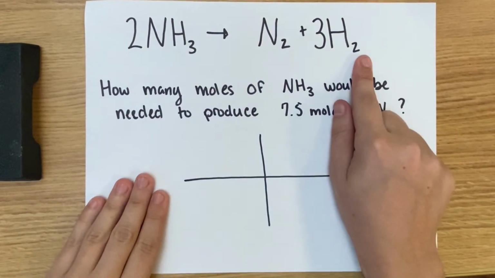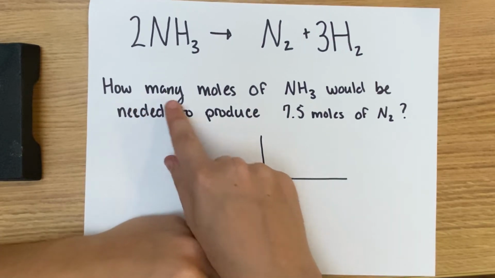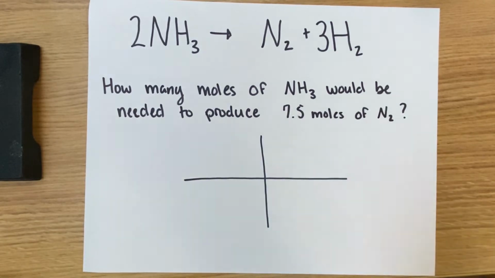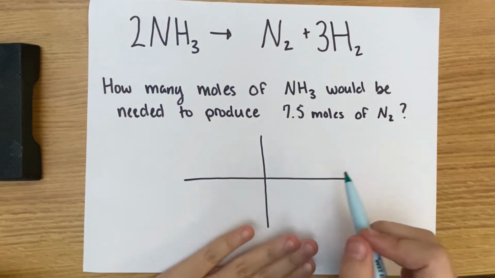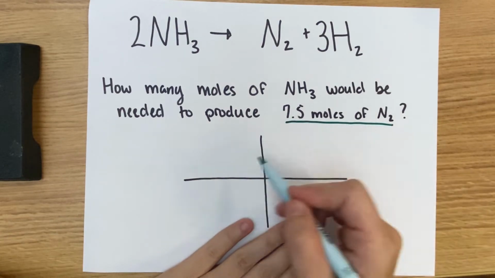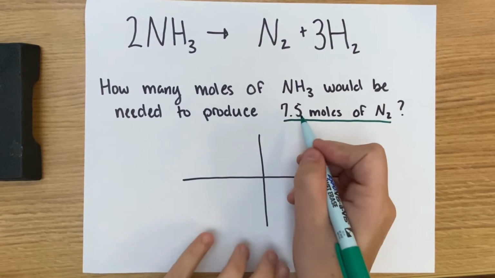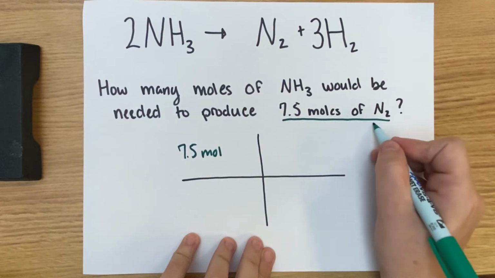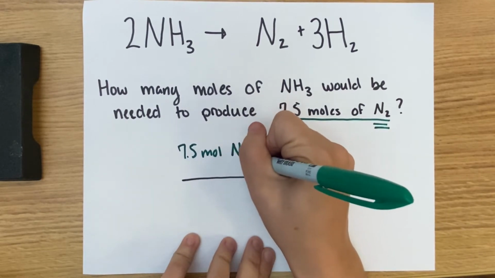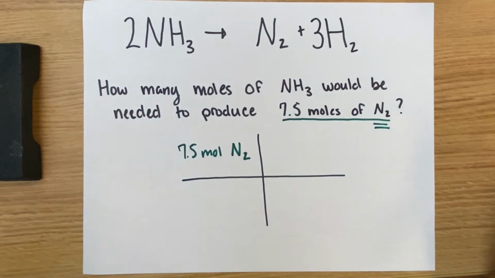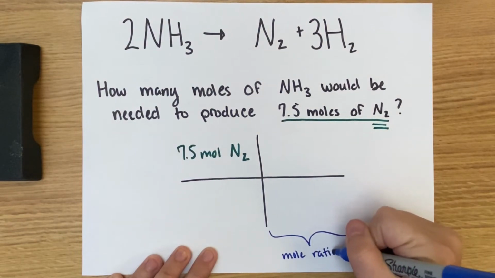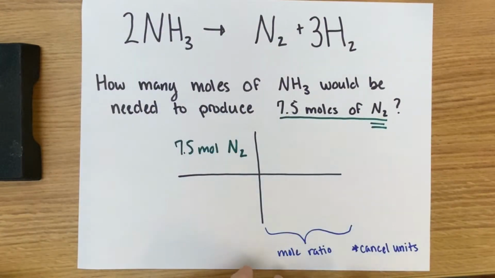So we have a balanced reaction, and the question says how many moles of NH3 would be needed to produce 7.5 moles of N2. We're going to set up a T-chart and always start by putting our given in the first spot. So my given is 7.5 moles of N2. We do need to get into the habit of writing out the actual substance. Once we have our given, we can fill in our mole ratio as our conversion factor. And as always, when we do T-charts, we need to make sure we cancel our units.